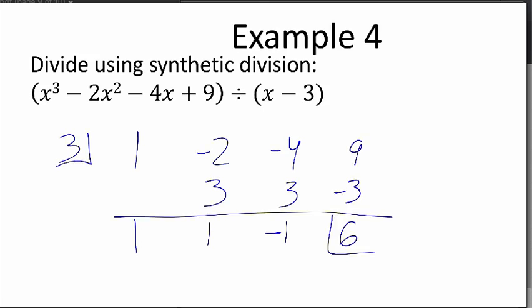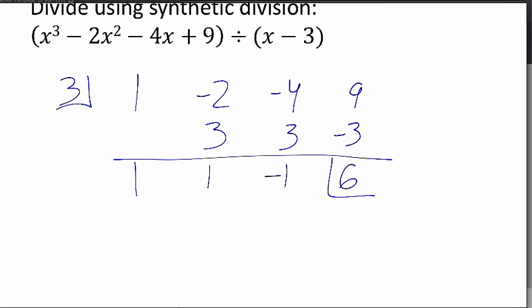And that's our remainder. So again, we start off with x to the third, dividing by x. We're going to end up with x squared plus x minus 1. So these three things all end up being something with a 1, plus our remainder over our original divisor of x minus 3.